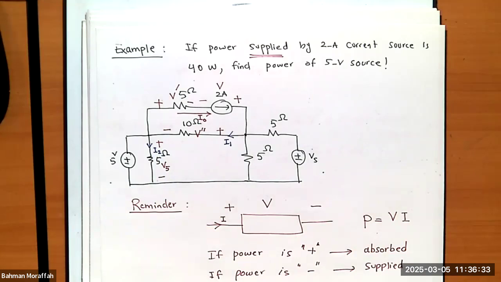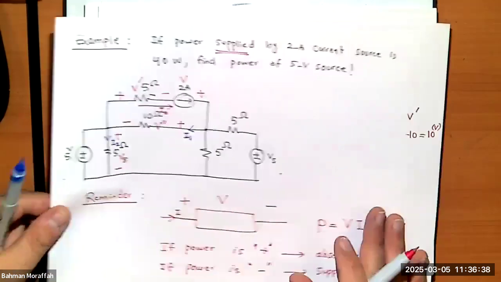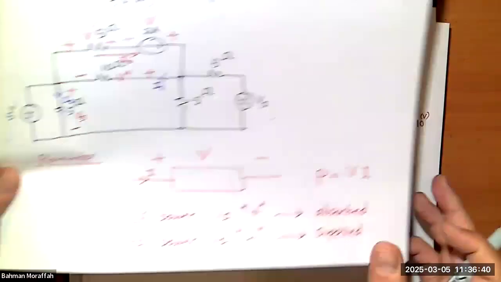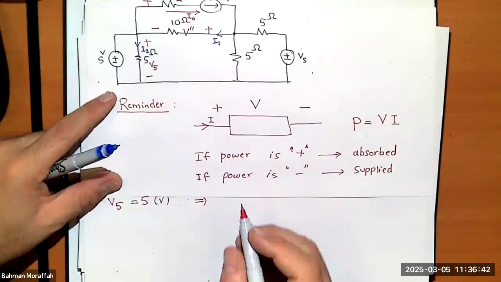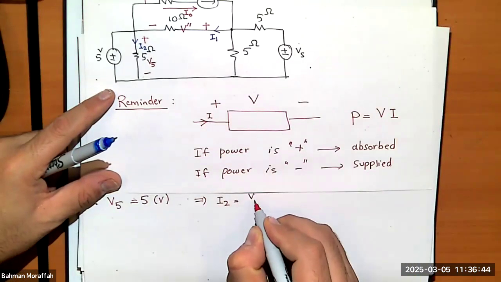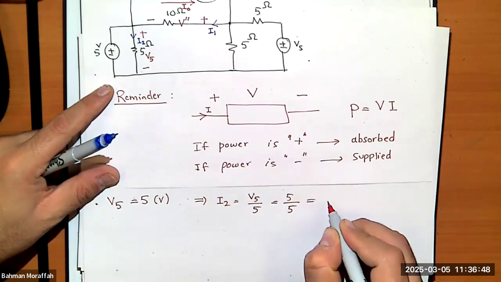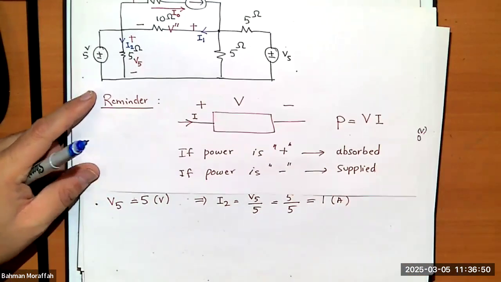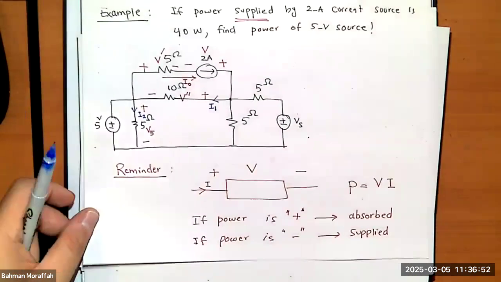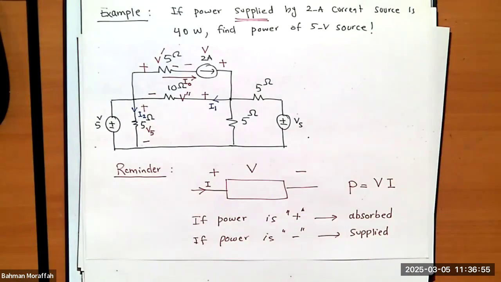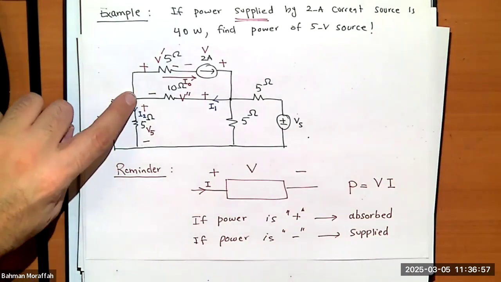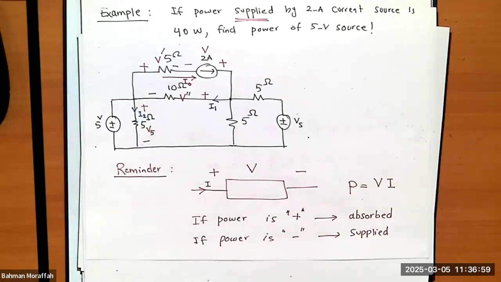Do you agree I know that? Right? I have Ohm's law. So I2 is V5 divided by 5, which is 5 volts divided by 5, which is 1 amp. Right? Here's the thing. If I write a KCL at this point, I'm done.